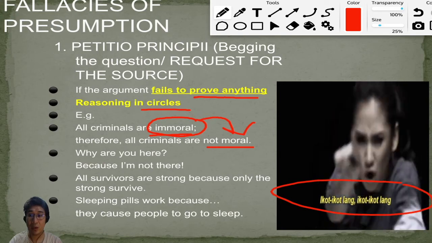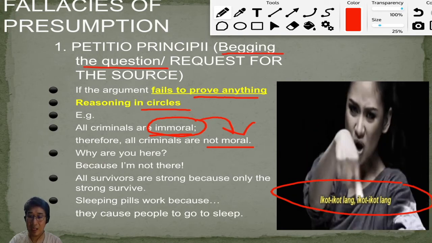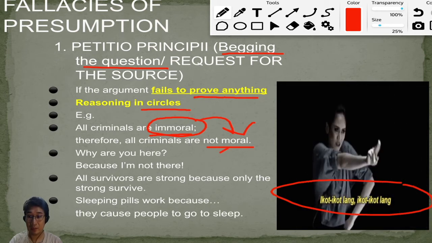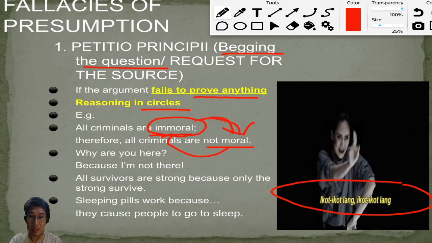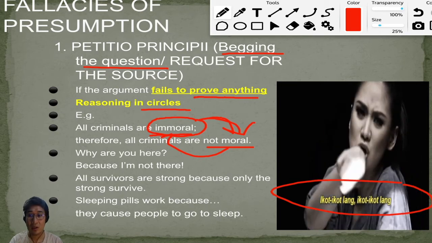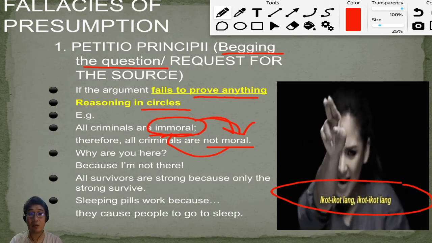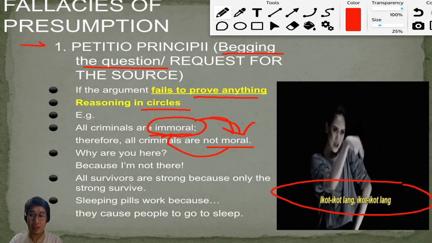That's why you have to beg the question again. Bakit siya not moral? Kasi criminals are immoral. Bakit siya immoral? Kasi criminals are not moral. So, paikot-ikot lang tayo. So, you are still begging the question and you are requesting for the source of your statement. That's why it's called PETITIO PRINCIPII.